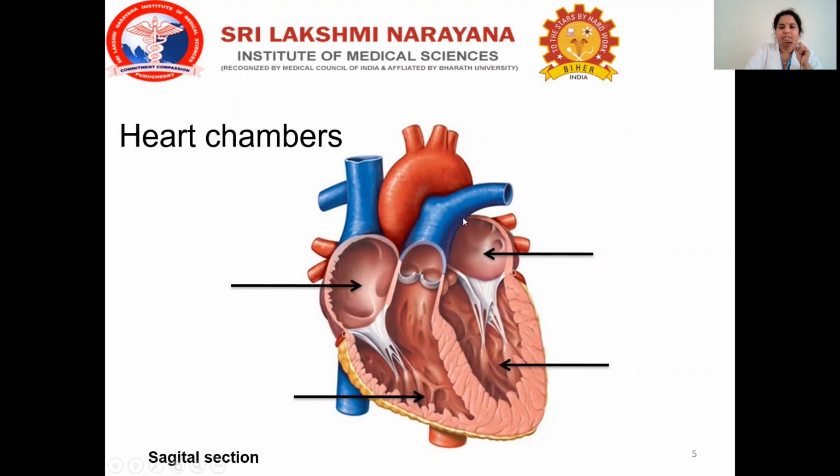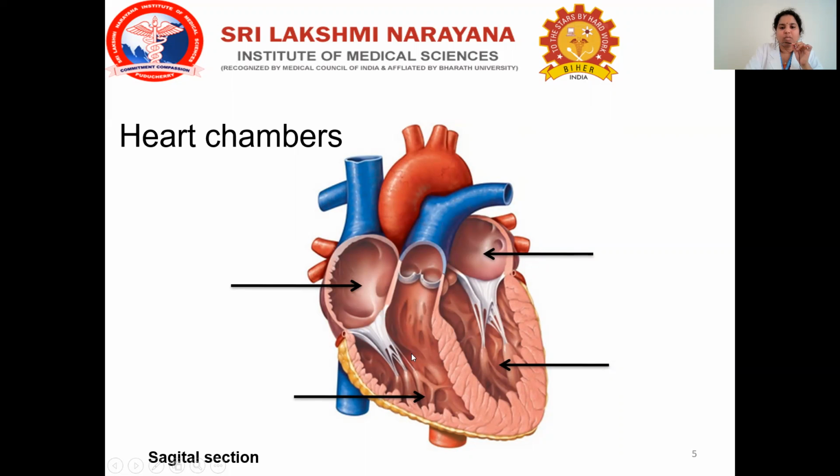The atria and ventricles are separated by the atrioventricular septum. Within the septum are present orifices through which the atria communicate with the ventricles. The left atrium communicates with the left ventricle through the bicuspid or mitral valve. The right atrium communicates with the right ventricle through the tricuspid valve.